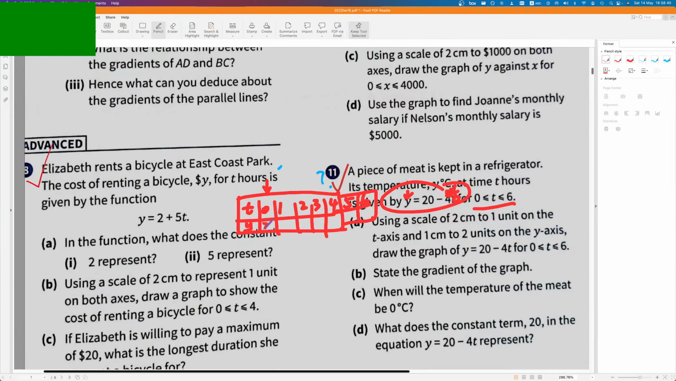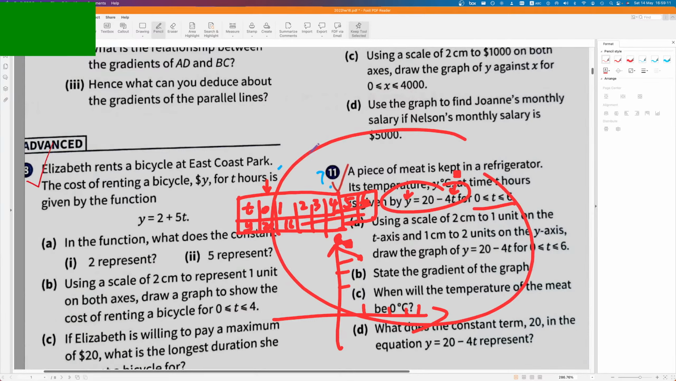20. So t equals to 1? 16. Okay, 16. 12. Okay, good. So you go and fill it up, right? So once you fill up, what do you do? Sketch. Label. Right? Then 0, 20, first point. 1, 16, second point. Once you get all the points, line it up, right?